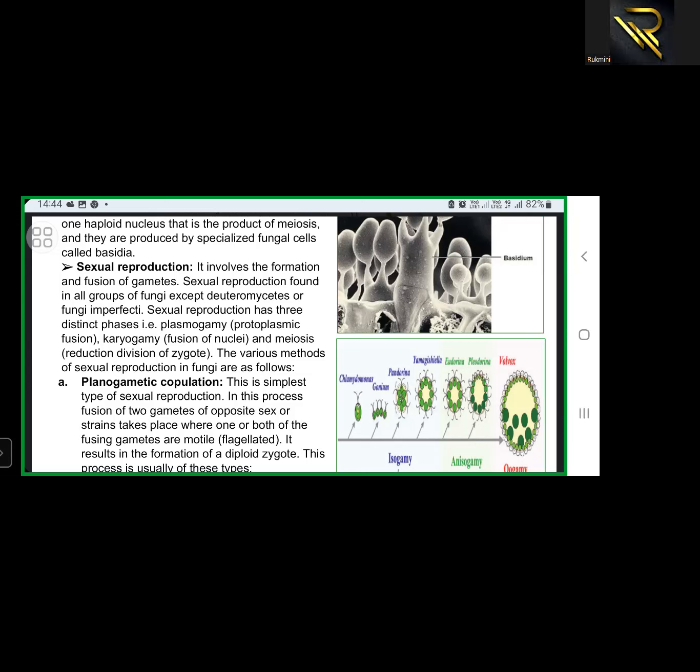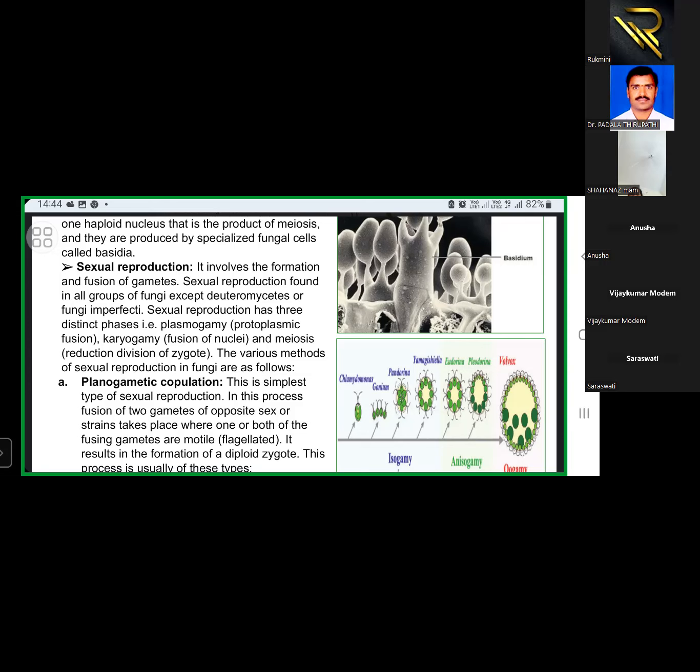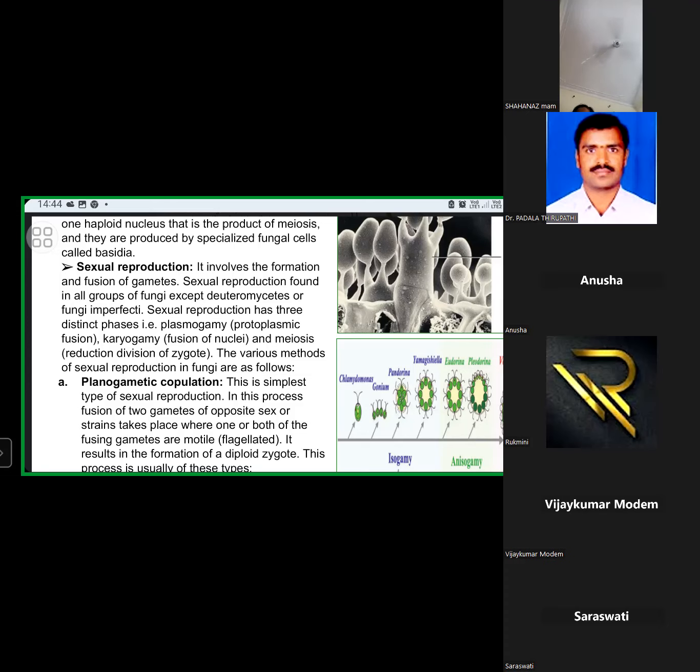Karyogamy means fusion of nuclei will take place. Nuclei of two different sexes will fuse together. As a result, a zygote will form. That is called karyogamy. Karyon means nucleus. So here the male nucleus fuses with the female nucleus. That is why it is called karyogamy. After fusion of the protoplasm and nuclei, that structure will undergo meiotic division or reduction division. As a result, haploid structures will form. So these are the three important phases which commonly take place during sexual reproduction.